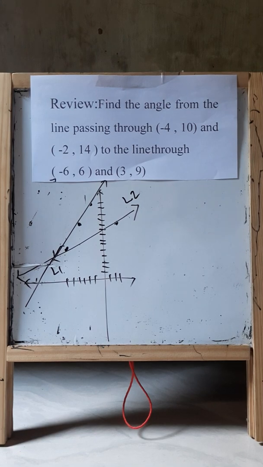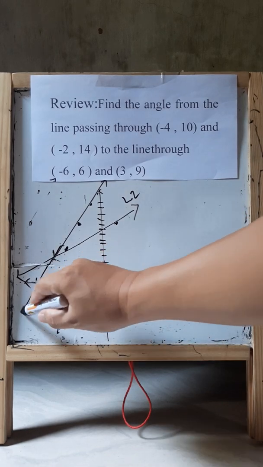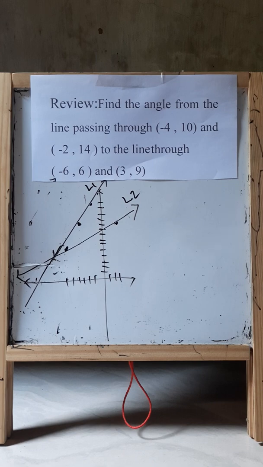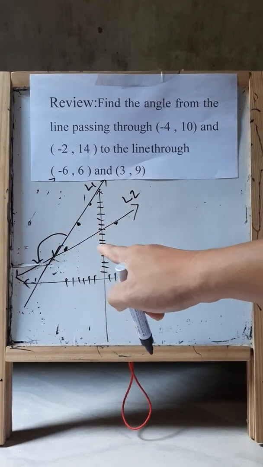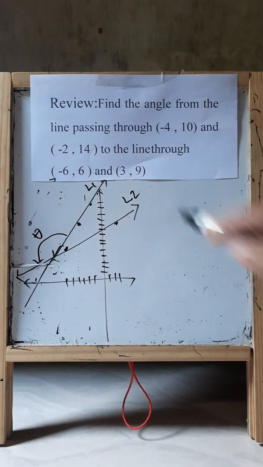So remember the keyword. This is line 1 and this is line 2. Remember the keyword counterclockwise. So we will start the angle from line 1 until it reaches line 2. This will be our theta, the angle that we're going to solve, which is an obtuse angle, from line 1 to line 2.